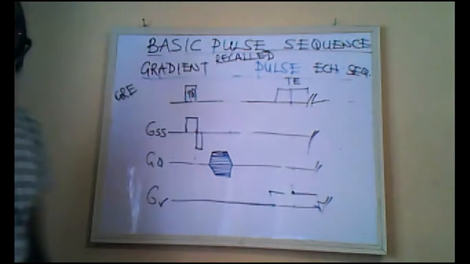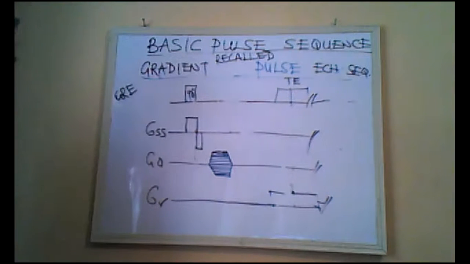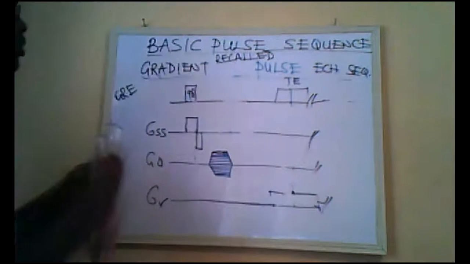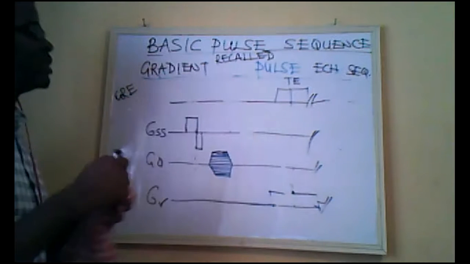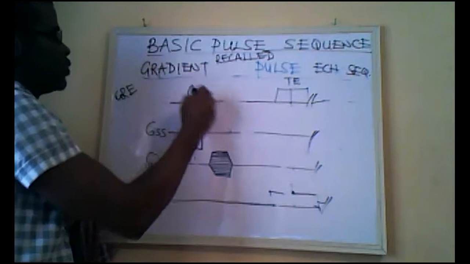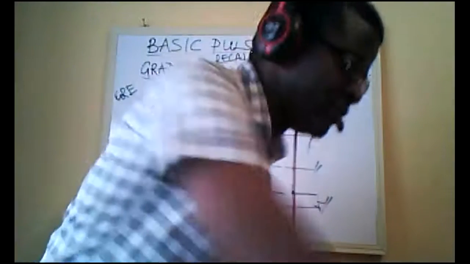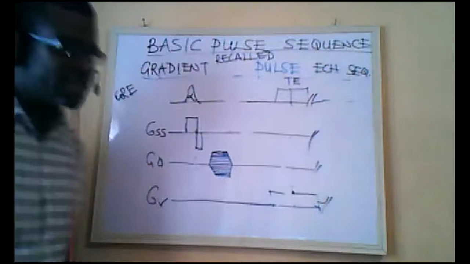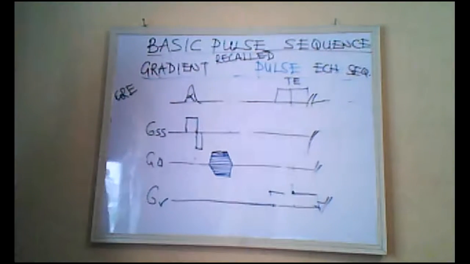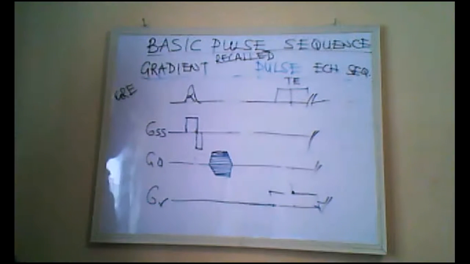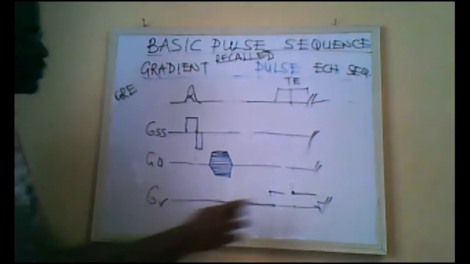And you might want to ask, why do we have this 90 degrees there? We can actually use 90 degrees for GRE, but in most cases, we don't normally use a 90 degree. So let me just remove it. We normally use a flip angle, denoted by alpha, which can be 5, 10, 15, and so on, up to 30 degrees. We use a very, very short echo time. There are explanations for that.